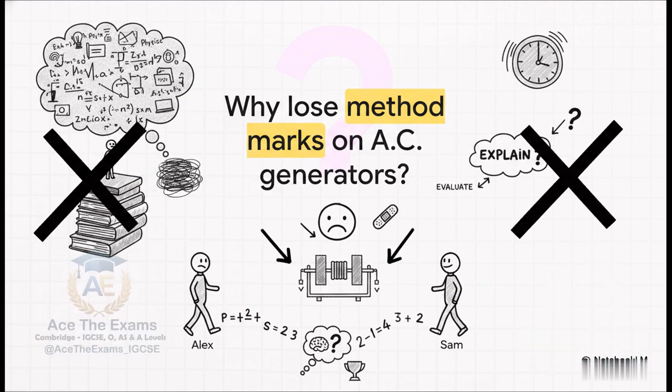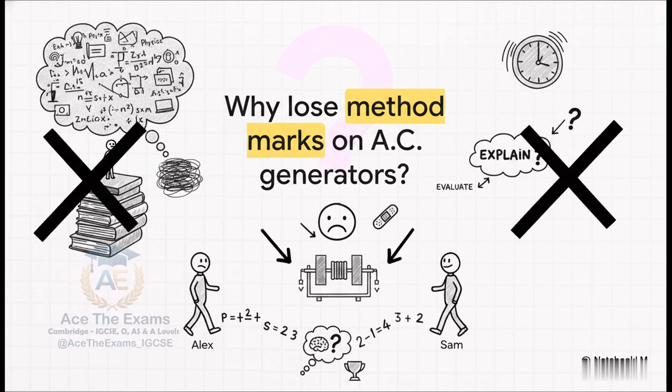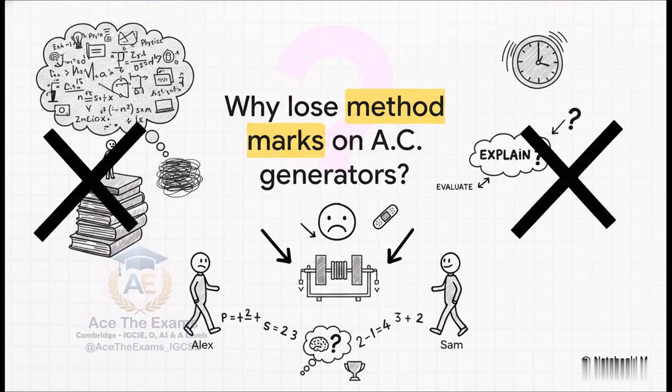There's no link. Then, on the right side, we have Sam. Sam looks at the clock, feels the immense pressure of the ticking timer, rushes through the question, writes one brief panic sentence, and completely misses the specific command word requirements like explain or evaluate. Both Alex and Sam walk out of that exam hall feeling pretty confident. But when results day comes, both have lost massive easy method marks. The real tragedy here, guys, isn't a lack of knowledge. It's a lack of strategy.